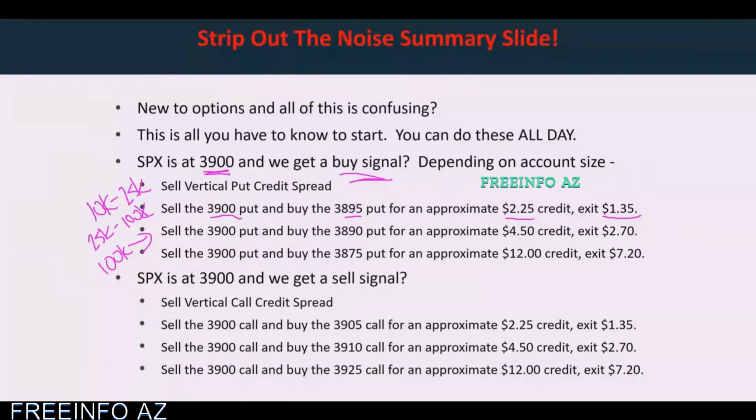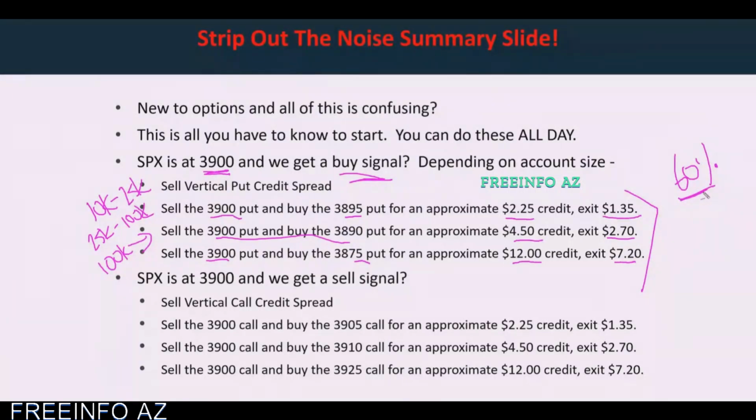And if you are newer to options, definitely look at the Options 101 course. That'll help you with all this stuff too. If I have a medium-sized account, I can go $10 wide. I get an approximate credit of $450, and then just put an exit order for $270. And then $25 wide, typically I'm going to get about a $12 credit, and then I'm going to place an exit order for $720. So my ballpark target on these is about 60% of the credit received.